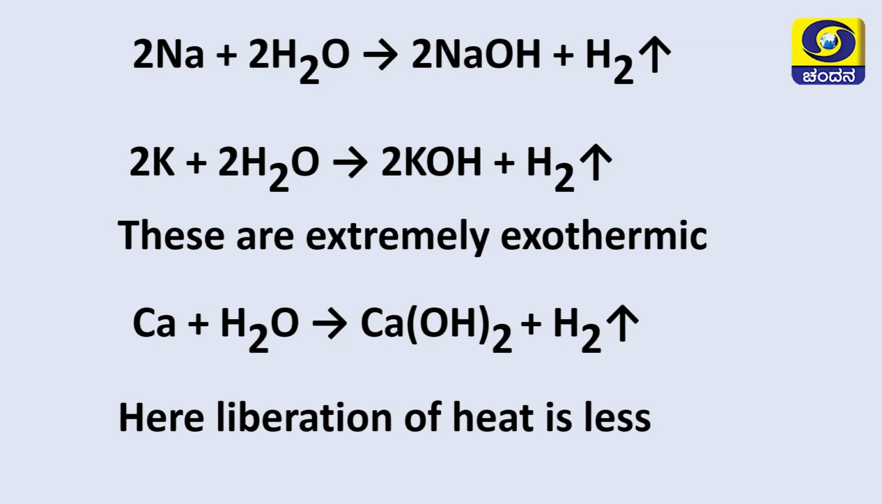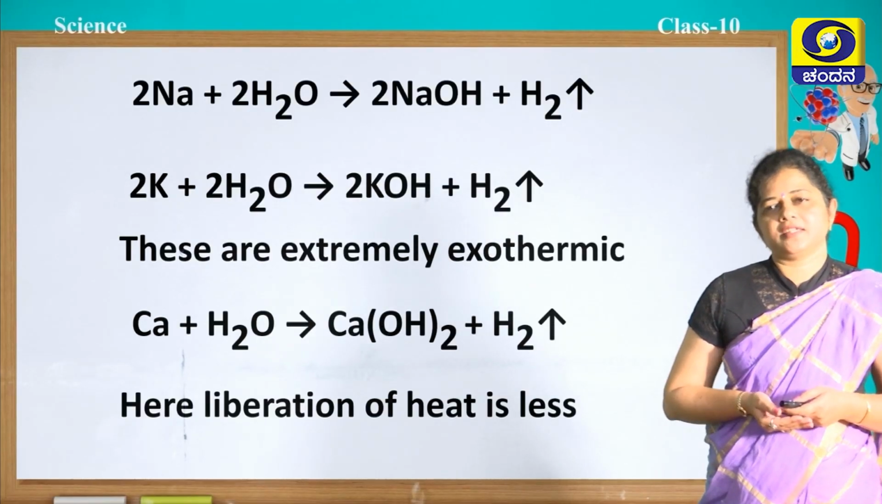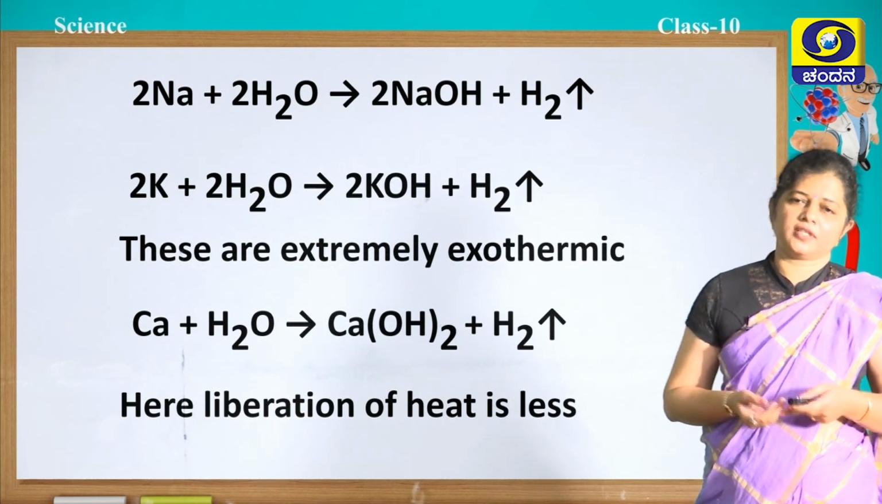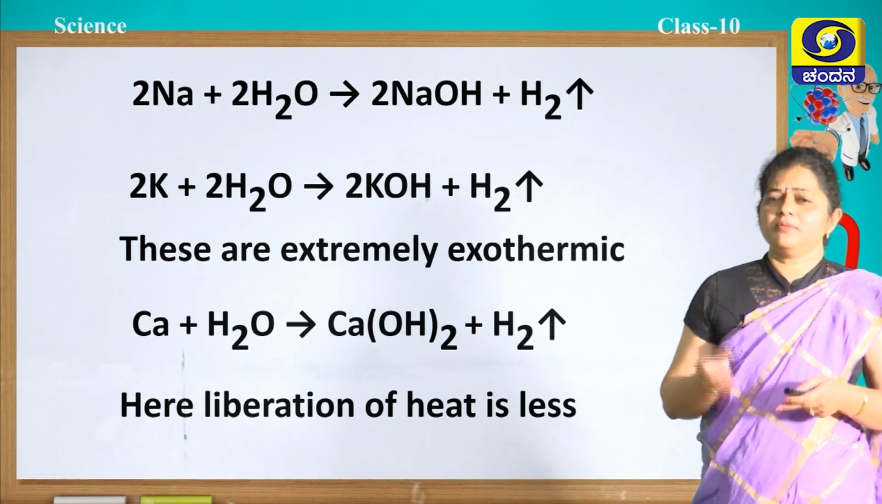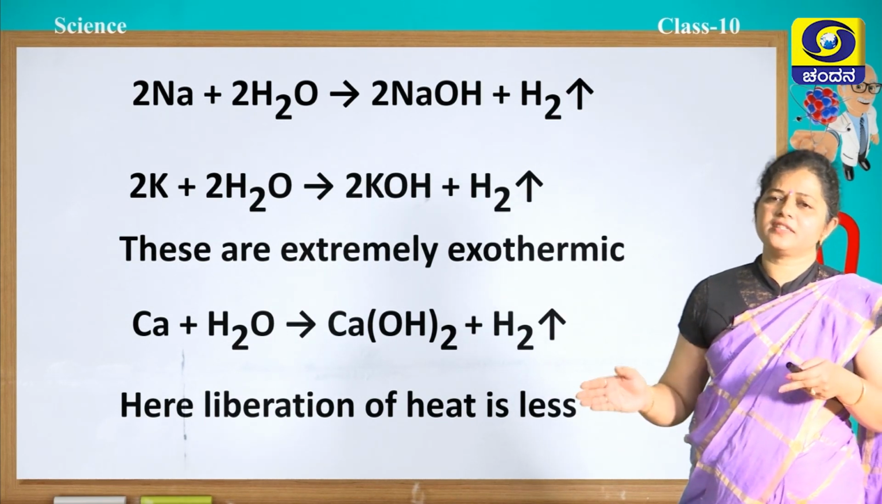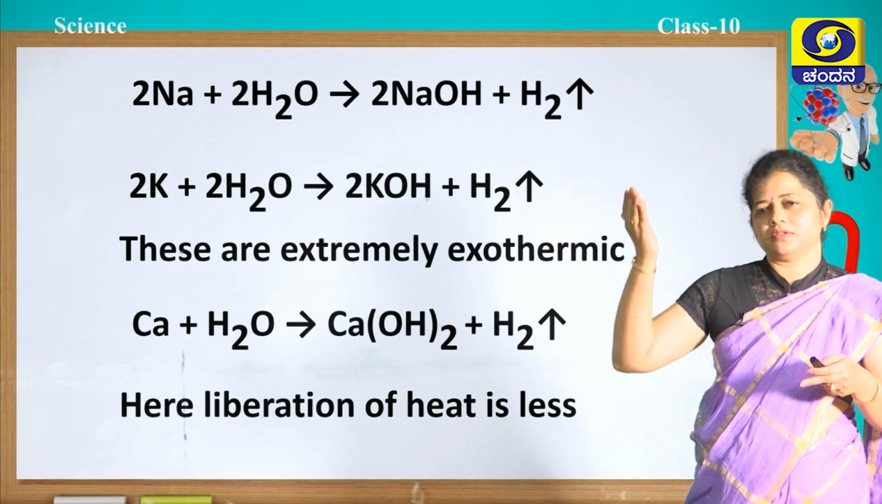Similarly, potassium when it reacts with water, it forms potassium hydroxide and hydrogen is evolved. These two are extremely exothermic reactions. That means much heat is produced in the process. And now you can see calcium reacting with water to form calcium hydroxide and hydrogen gas is evolved, but here the liberation of heat is less compared to the first two.